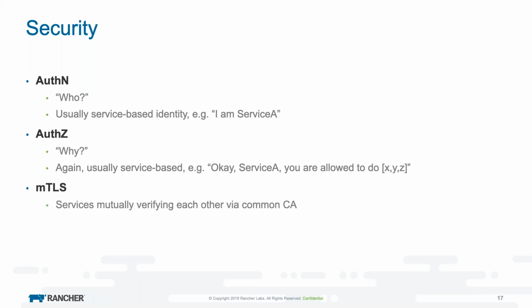Mutual TLS then, services mutually verifying each other. Typically this happens via a common CA, where the certificate that's issued for the client and the server is sourced to a common certificate authority. Thus, the server and the client have a common reference point to verify each other. That's kind of glossing over mTLS. That's a little deep for what we're doing today, but know that a lot of service meshes have that functionality. It's something worth exploring more.